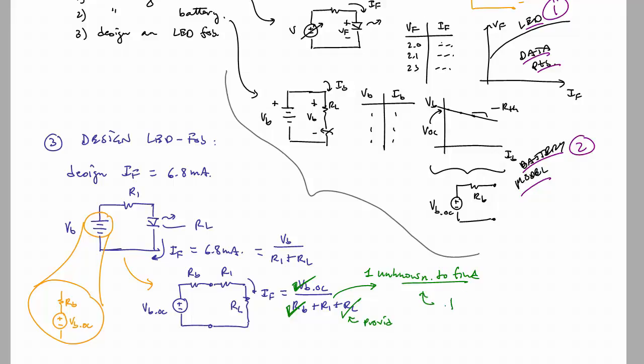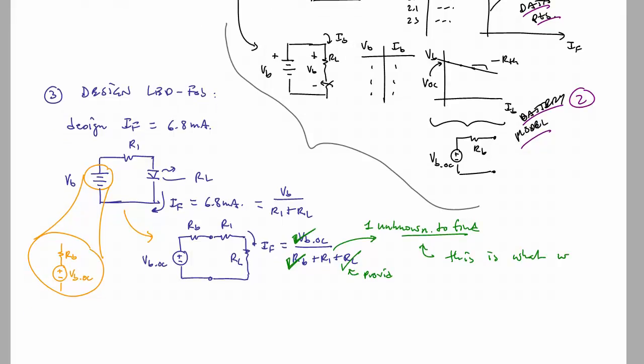This is what we mean by designing the LED fob. Okay, it's not a big task. Just find the value of R1. If the load, which is our LED, was just a resistance RL, this would be very easy to do. We just solved it right now.